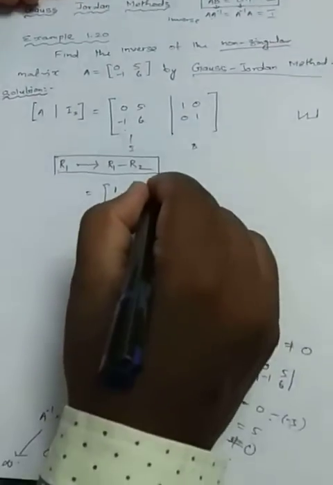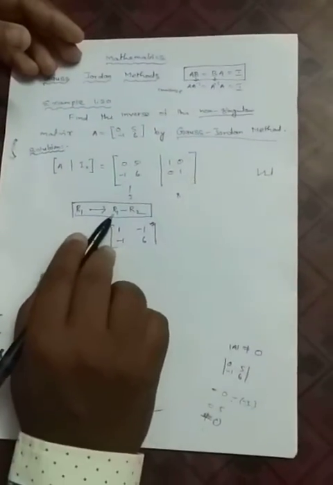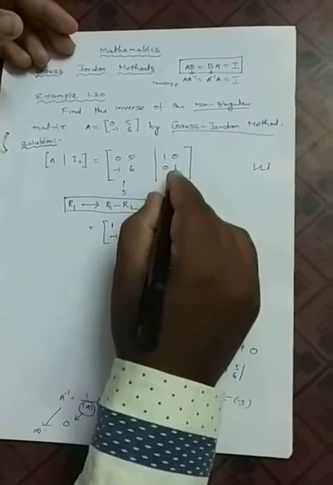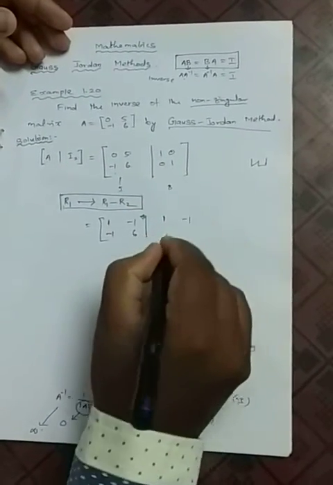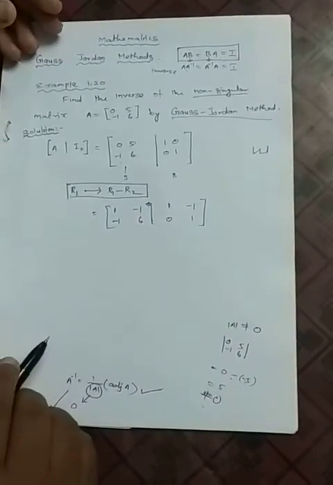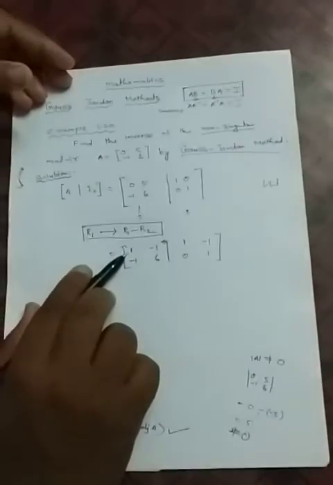Okay, so in a similar way you have to operate this also. What you have done? R1 minus R2. Now 1 minus 0 is 1 here, 0 minus 1 is minus 1 here, here 0, this is 1. That's the thing. First step I have done. In this first step, this will become what? Here 1.